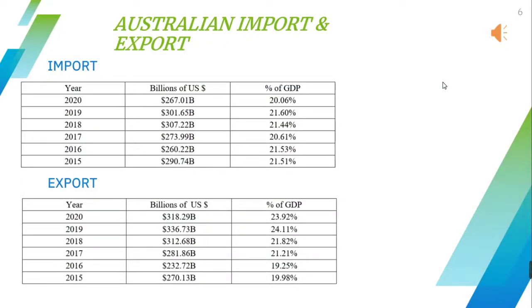Australian import and export. For the import, as we can see all the data here from 2015 to 2020. The import for 2020 is 267.01 billion US dollars. And the export for 2020 is 318.29 billion dollars.